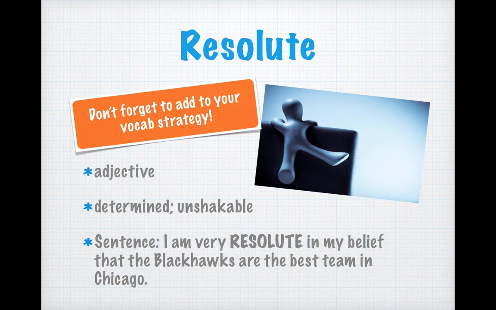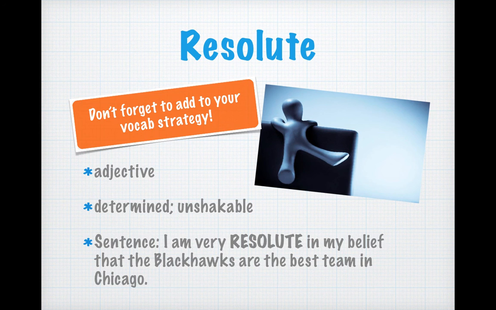The next word is resolute. This is an adjective, and it means determined or unshakable. I am very resolute in my belief that the Blackhawks are the best team in Chicago. The sentence in the book reads, resolute, even though paralyzed and in a wheelchair, Ruth has won Olympic medals in slalom, shot put, discus, and javelin. So this word you probably notice is very similar to some other words we've learned, such as persevere, tenacity. It has that similar meaning.